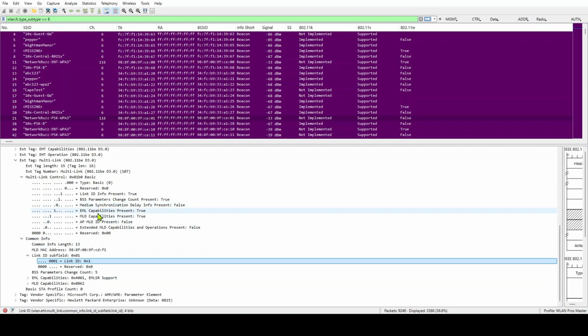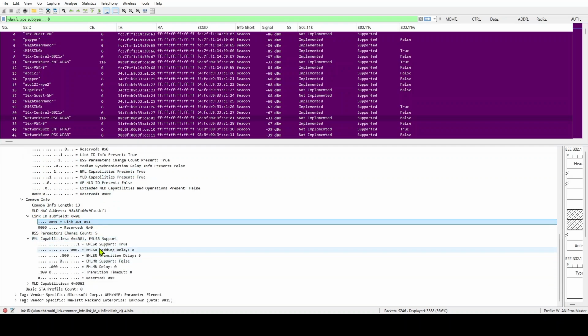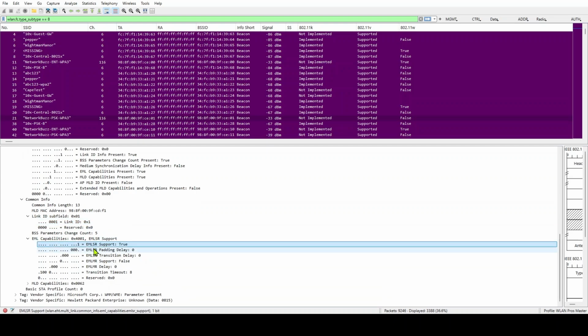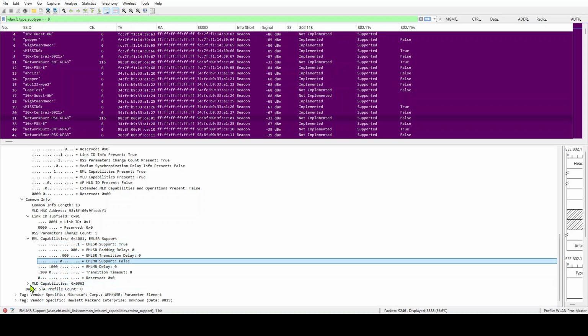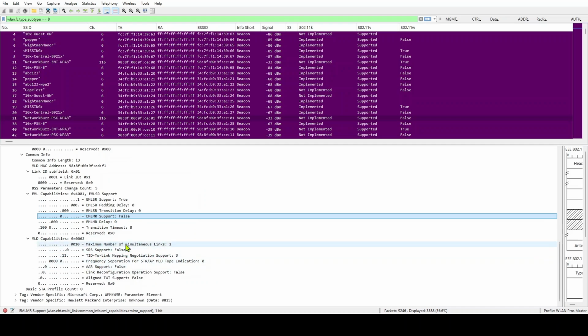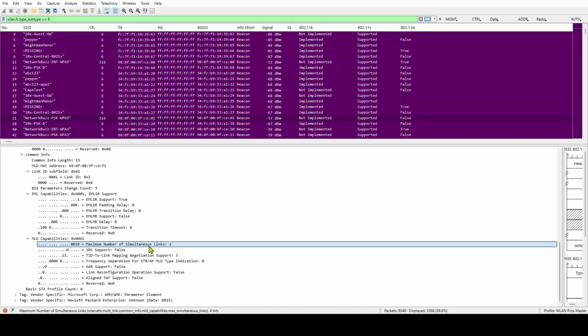So we saw that this is supporting EML and MLD, but it also shows us more specifically what it supports inside of those. It's saying it supports the enhanced multi-link single radio, but it does not support the enhanced multi-link multi-radio. So this is coming from the access point itself. If we look at the multi-link device capabilities, it does support simultaneous links. This is another important distinction to make here.